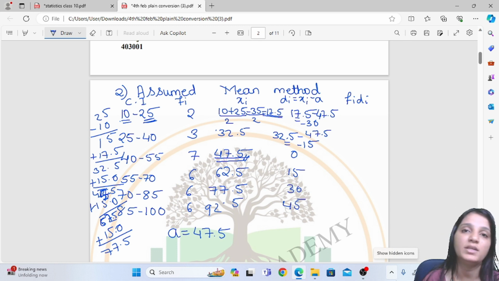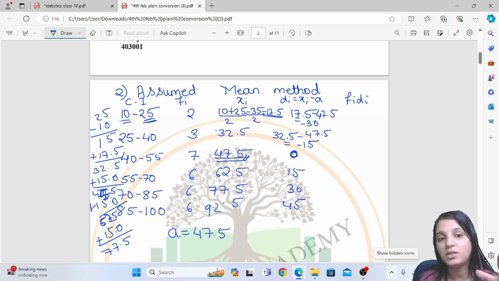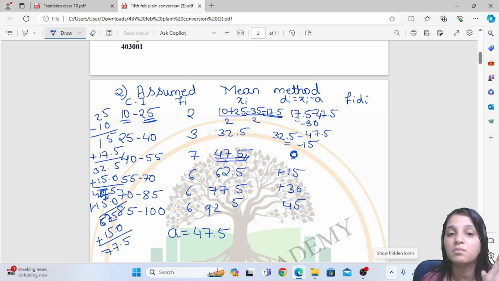Now here also there is a trick. See here there is 0, right? So wherever you are taking the assumed mean, you will get 0. Then here you got minus 15, here you got minus 30. The same thing you write here with a plus sign, okay? But you also have to be careful with the signs. And then here you will have to calculate.